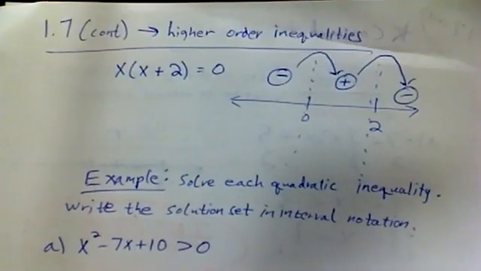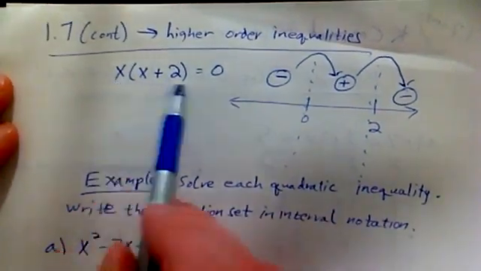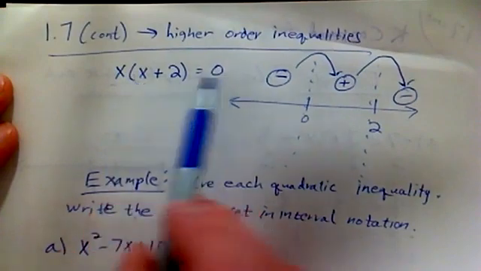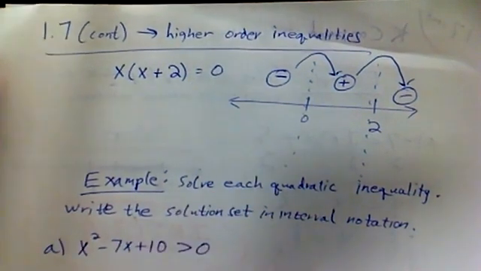Okay, guys, 1.7 continued. We did linear inequalities. Now I want to look at some higher order inequalities. And the idea behind these is, suppose I have this right here. This is quadratic, okay? And it's equal to 0, okay?